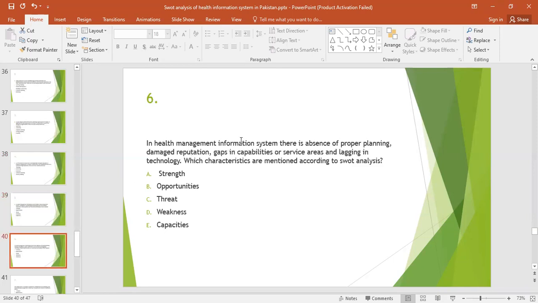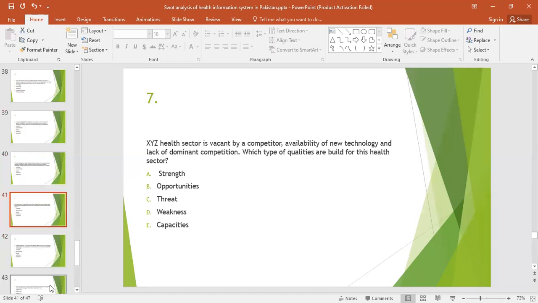In health management information system, there is an absence of proper planning, damaged reputation, gaps in capabilities or service area, and lagging in technology. Which characteristics are mentioned according to SWOT analysis? Strength, opportunities, threat, weakness, capacities? D, weaknesses are mentioned in the statement.